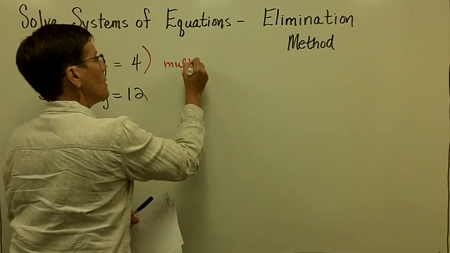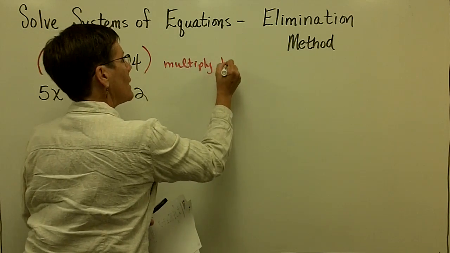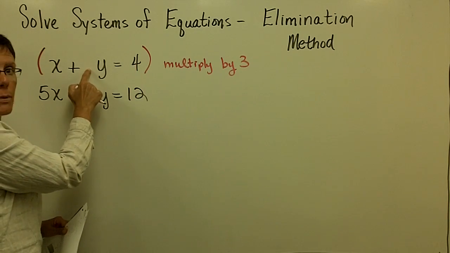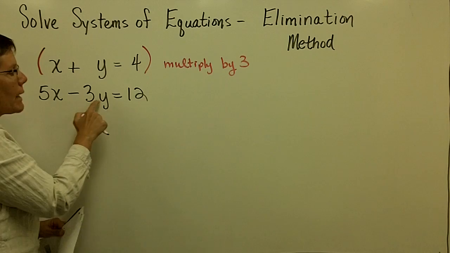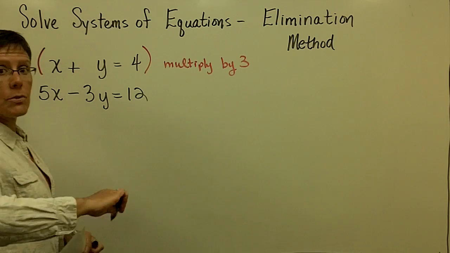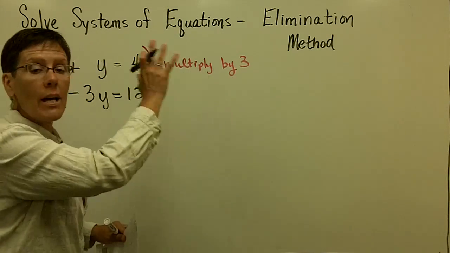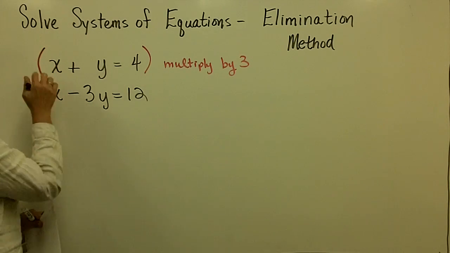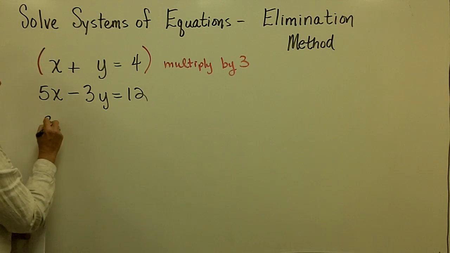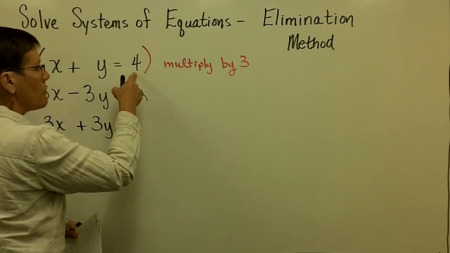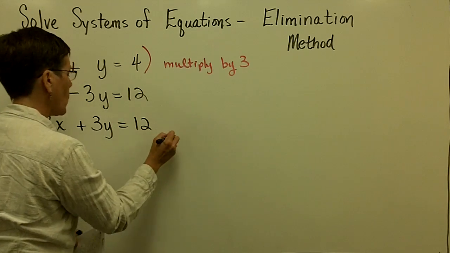Multiply by the number 3. Because that would cause this to be a 3y. And this 3y and minus 3y would disappear. So that's why I'm choosing to. I have to multiply both sides of the equation by the 3 to keep the balance in the equation. So 3 times this x will cause that to be a 3x. 3 times that y will cause that to be a 3y. And 4 times 3 will cause that to be a 12.